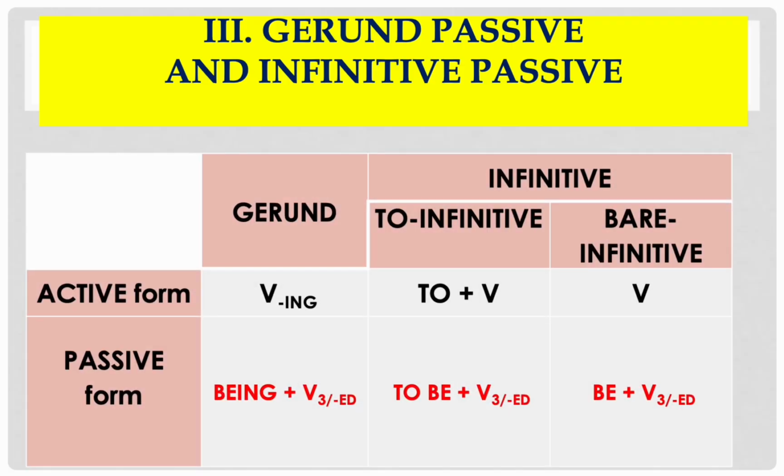Now let's move to part 3, gerund passive and infinitive passive. So far we have learned how to form passive voice in different tenses. Next, we will see how to use the passive form of verbs with gerund and infinitive. This is important because in English, verbs can act as nouns, gerunds, or follow other verbs, infinitive, and we need to know how to make them passive correctly.